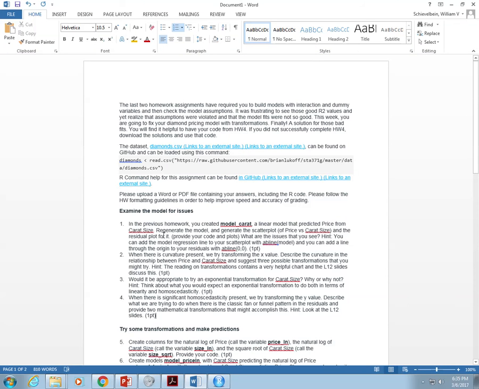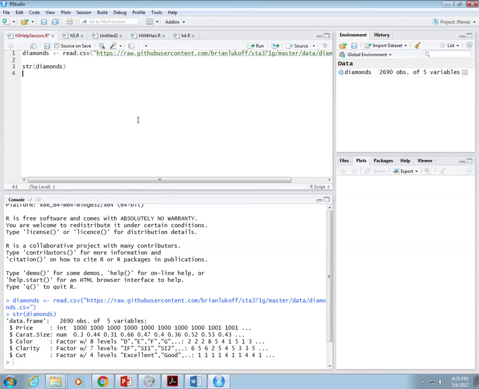All right, so let's get to it. In the previous homework, you created model carat, a linear model that predicted price from carat size. Regenerate the model, and generate the scatter plot and the residual plot for it. Okay, so this is basically just repeating stuff you had from homework 4. It mentions here that you can add a line through the origin to your residuals with abline(0, 0). That's kind of funny to me because you can just do that right away with the plot command and the name of the model, and it'll do that for you.